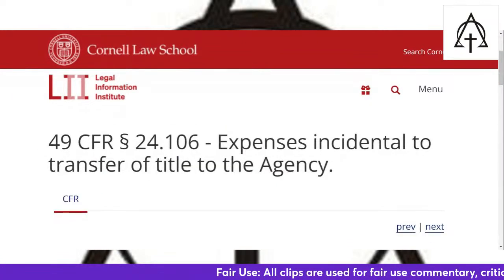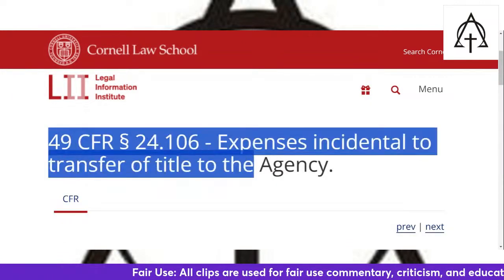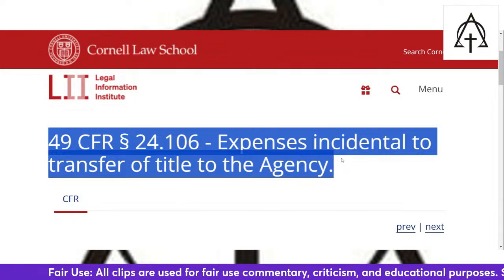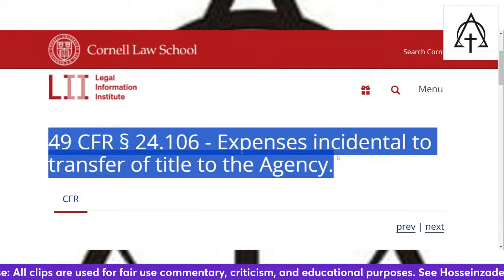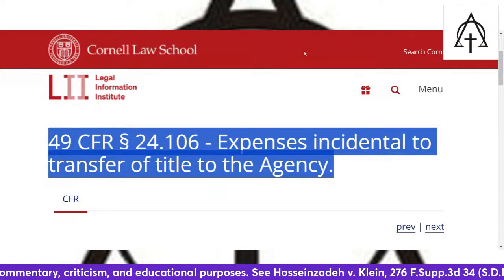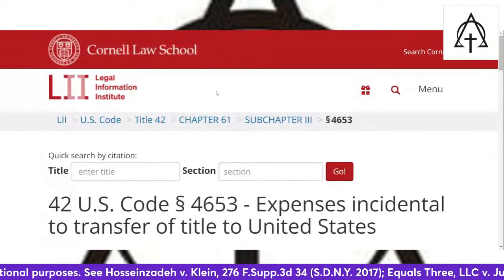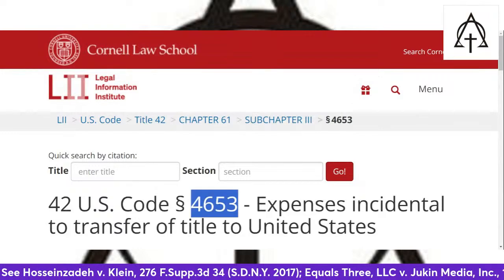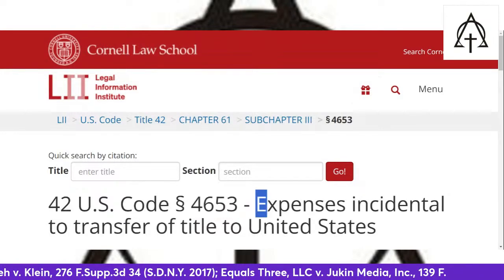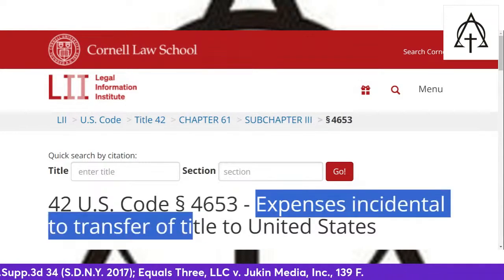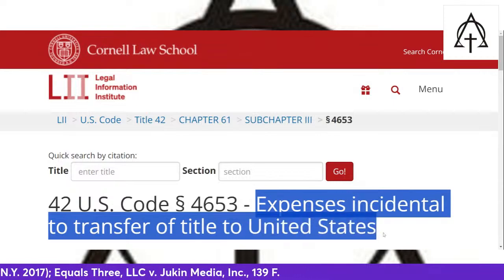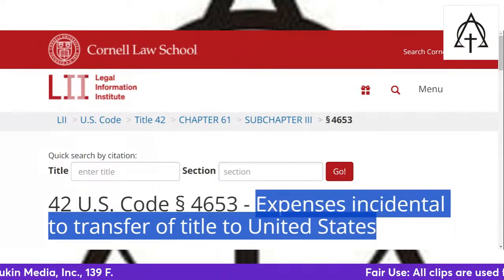Because remember, that agency is going to be associated with Social Security Administration under that enumeration at birth. That's the Health and Human Services and Social Security, IRS, all these people. This is what I'm moving forth with. And under 42 U.S. Code 4653, we have the same thing, except it says expenses incidental to transfer of title to the United States. So you gather everything up and you send it through the state that's holding that record.